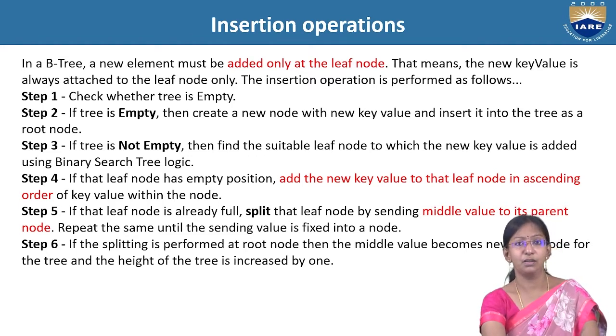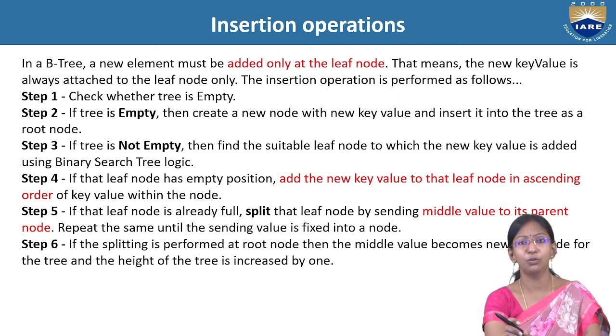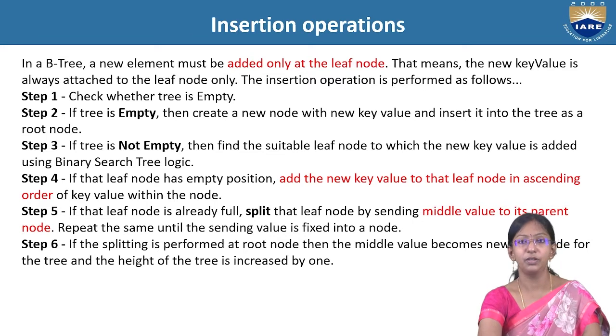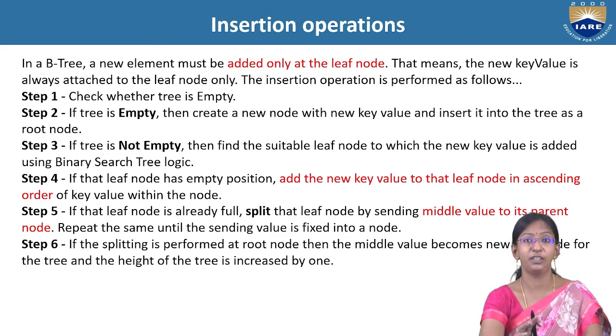Check whether the tree is empty or not. If it is empty, then whatever value you want to insert will automatically become the root node, a single node. Coming to step 2, if the tree is not empty, then create a node with the new key. If it is not empty, then find a suitable leaf node space where you can fit it. For this, we need to go with steps 4, 5 and 6.